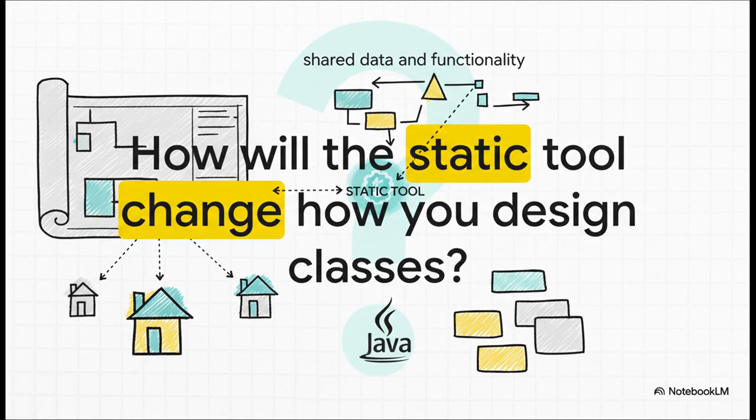And that brings us to our final thought for today. We've seen that static is an absolutely fundamental tool for managing shared data and functions. It's the essential link between the blueprint and every single object you build from it. So the question I want you to take away is this. Now that you really understand it, how is this tool going to change the way you think about and design your own Java classes?